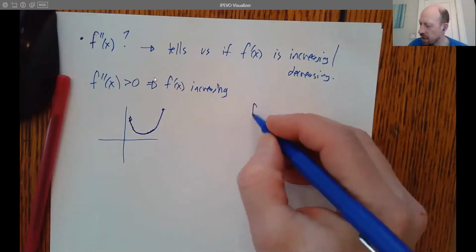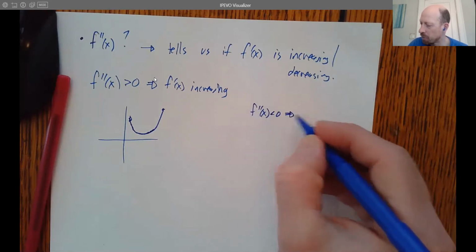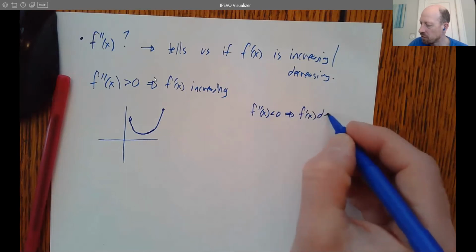If, on the other hand, f double prime of x was less than 0, that implies that f prime of x is decreasing.